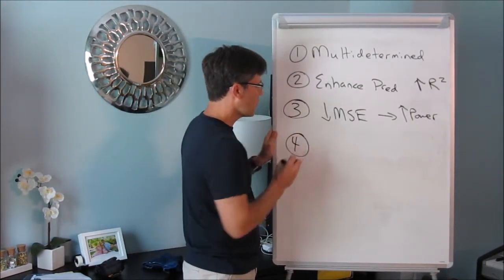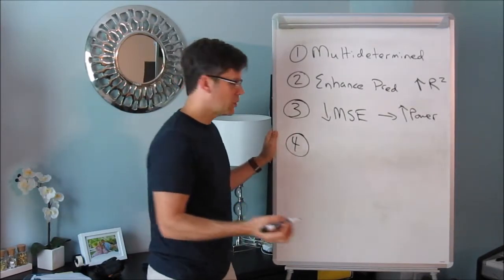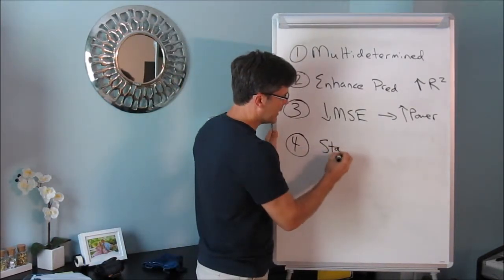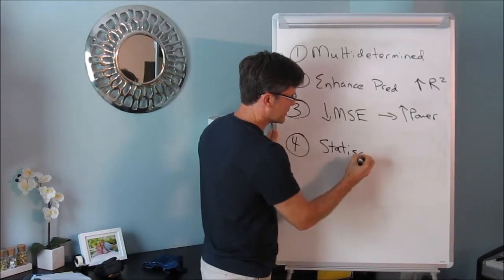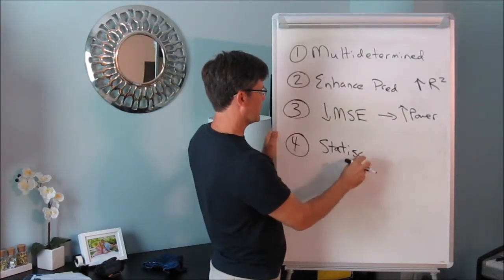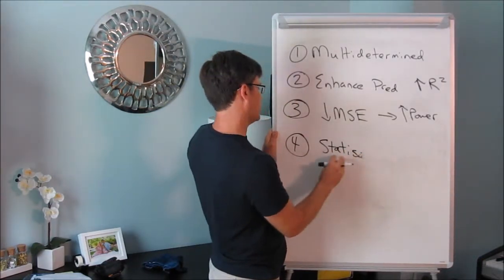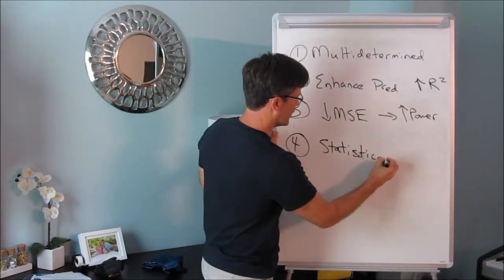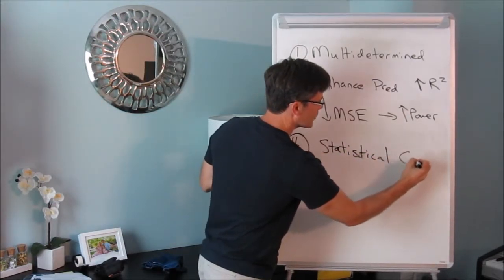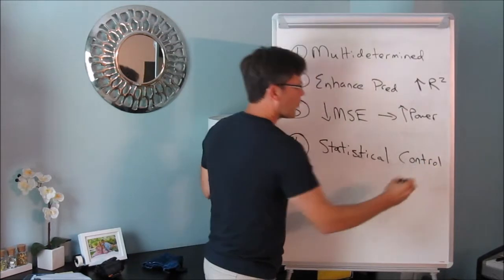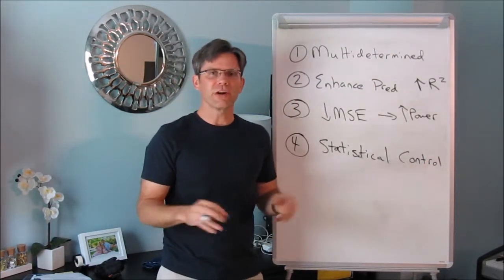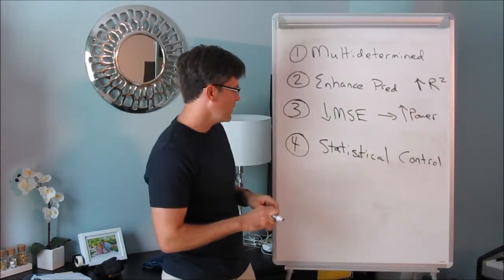But far and away the biggest reason why we like the multiple regression model is that it allows us to get statistical control. You'd think I could spell that. Statistical control when we have potentially confounding variables that we need to take into account.